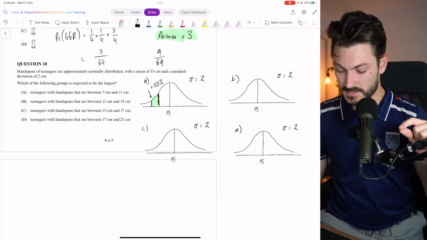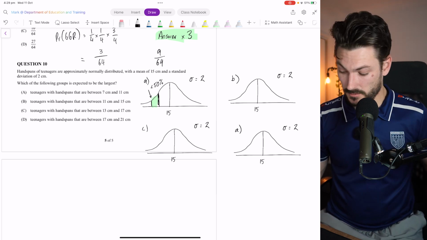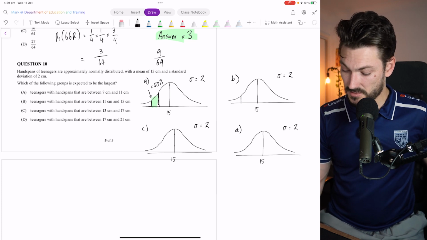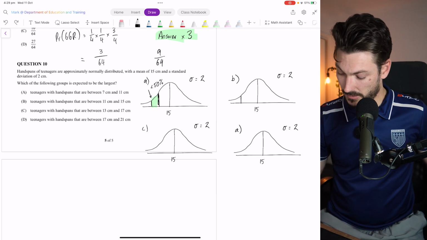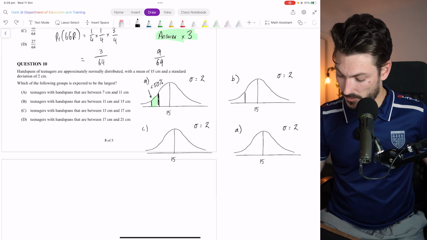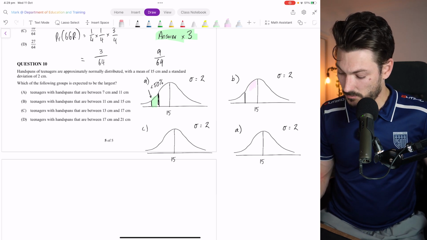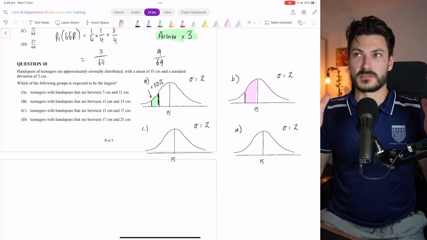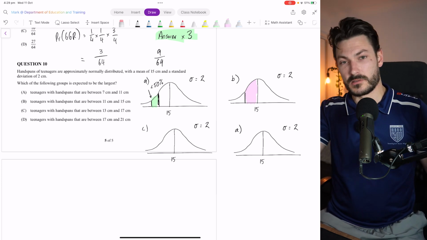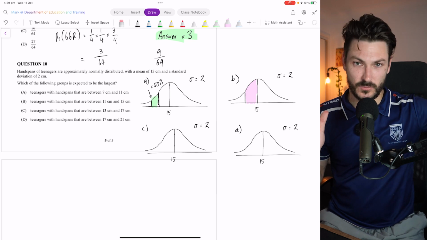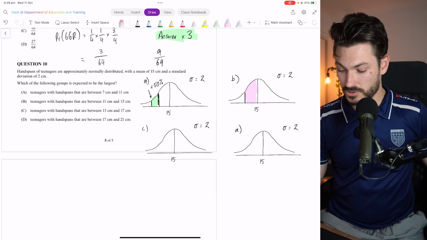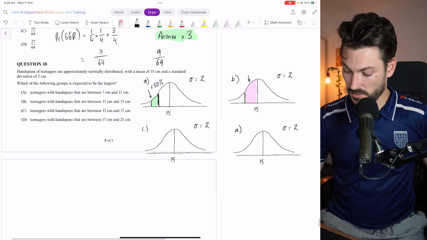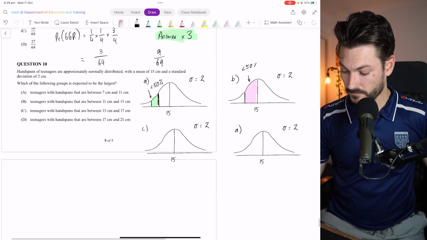B, teenagers with handspans that are between 11 and 15. So this one's going to be a bit bigger, probably, but it's going to be between, I'll try and put that 11 in the same spot, so about there. This one here I'll do in pink. It's still going to be less than 50% because it doesn't go over the mean, right? So the mean all the way down to 0 will account for about 50% of the population. So this region that I've just colored in here, this is also going to be less than 50%.